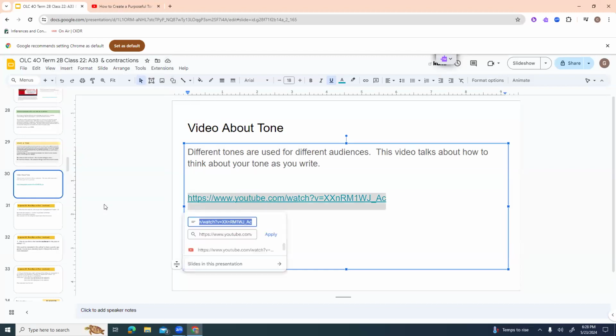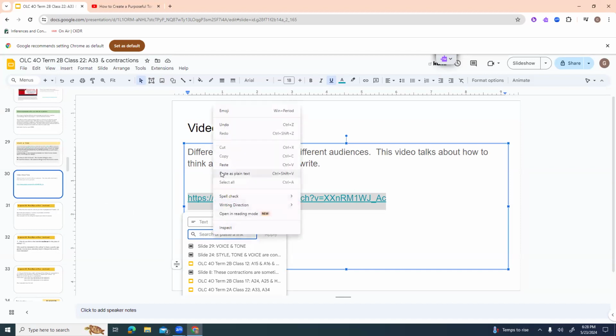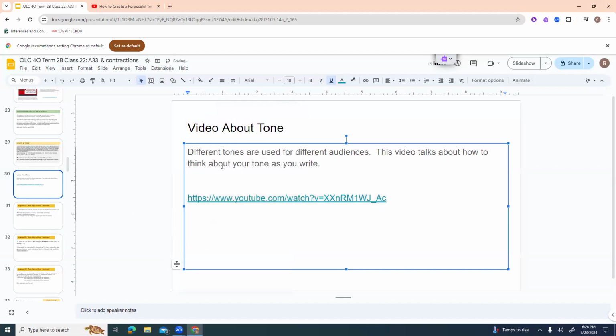Hang on a sec. Yeah. No. Sorry, hang on a sec, guys. I'm trying to see if this will work. Oh, it still wants to pull up the same thing.